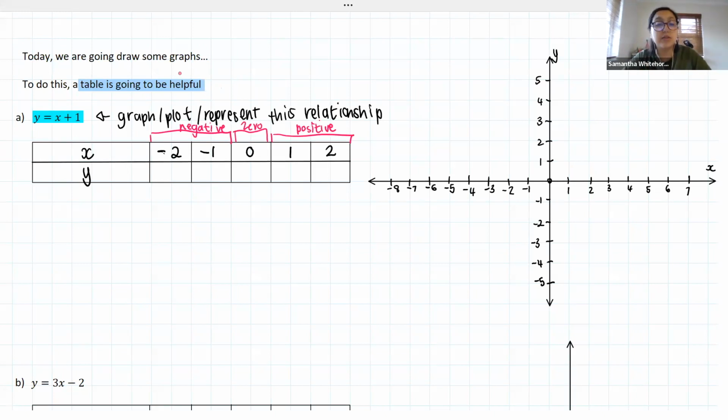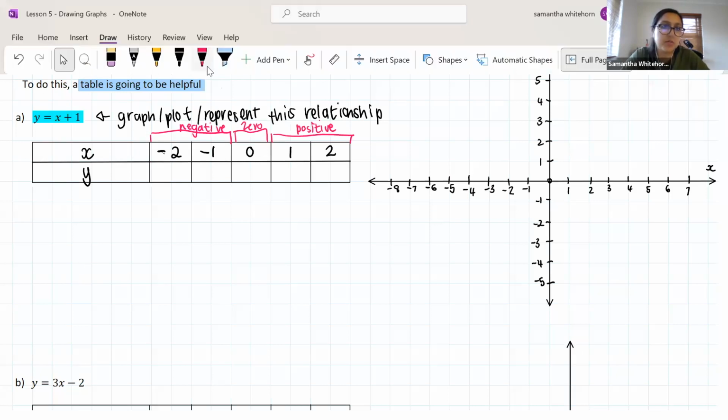And that's what you need to be picking when you have to pick your own input values. Sometimes we'll give them to you in your table and you don't even have to do anything. But if you do have to pick your own input values, pick at least one negative, pick 0, and pick at least one positive. That will allow you to draw a very decent graph.